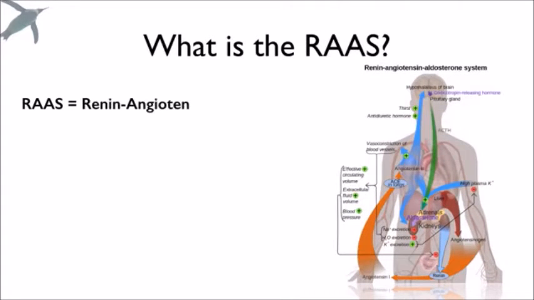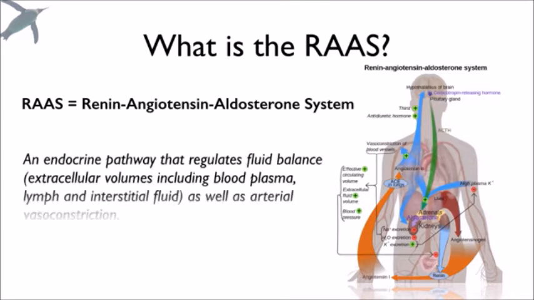What is the RAAS? It is the Renin-Angiotensin-Aldosterone system. You can see why an acronym is needed. It's an endocrine pathway. It regulates fluid balance. We're talking about all kinds of extracellular fluids all over the body: the blood plasma, the lymph, interstitial fluid, and also arterial vasoconstriction. So it is a major player in regulating blood pressure.